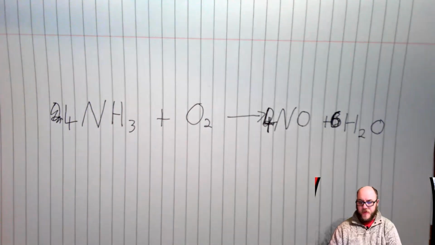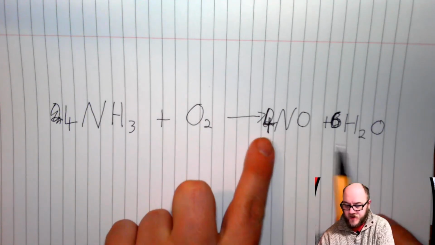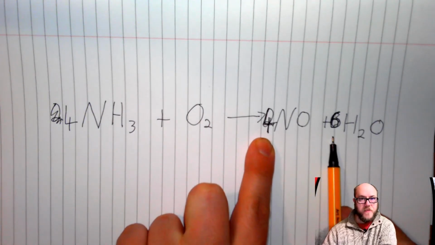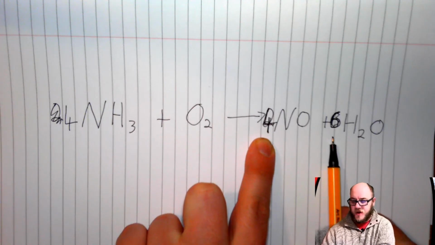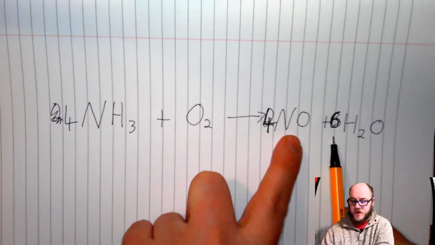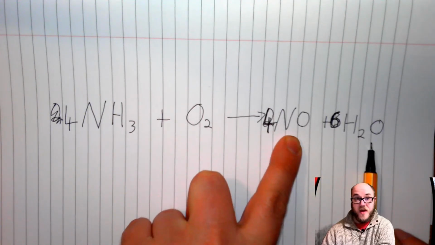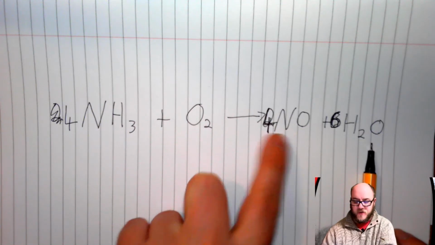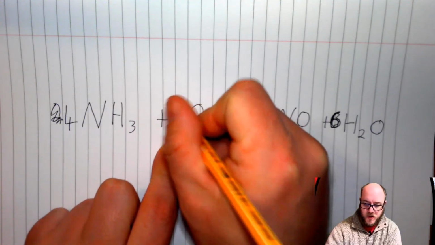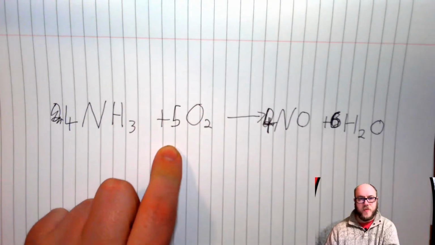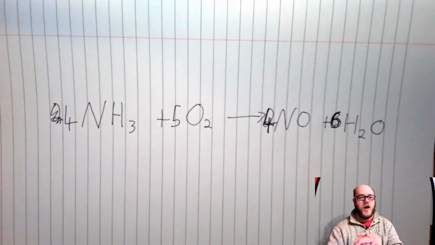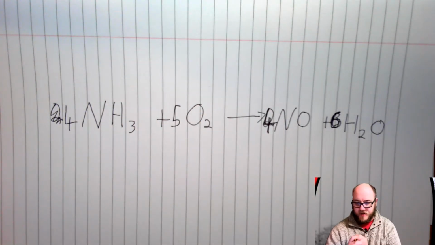Right, so immediately we can see even numbers here. That makes me happy. Even numbers are good. I've got 4 oxygens here, 6 oxygens there. That's a total of 10 oxygens. This is O2. So to make 10, I multiply that by 5. Are we done? Let's have a look.